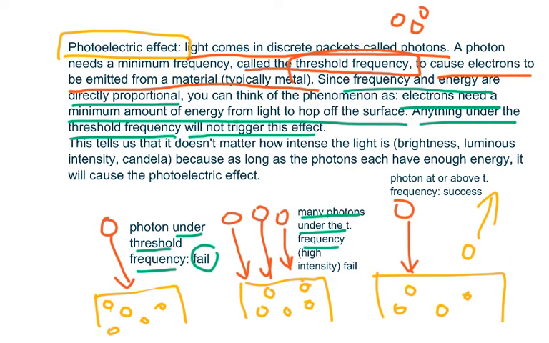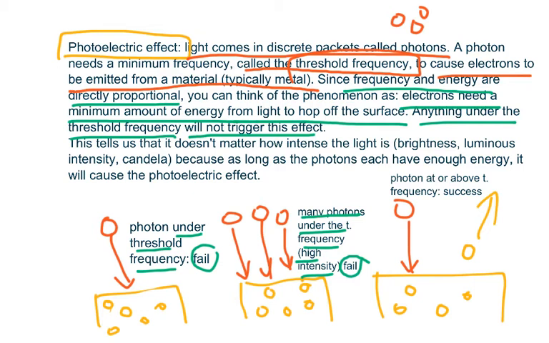Now what if you have many photons that are all under the threshold frequency? Although you have a lot of photons, meaning that you have a high intensity or high number of light particles hitting the surface, it still fails to excite electrons because the individual photons don't have enough energy by themselves to excite each electron, because remember, one photon excites one electron, and if the photon doesn't have enough energy, then it won't be able to excite electrons off the surface. So as a result, this fails as well.